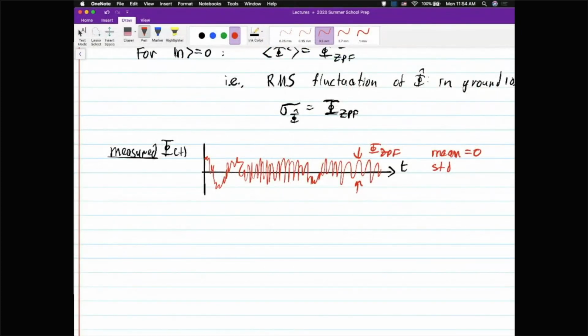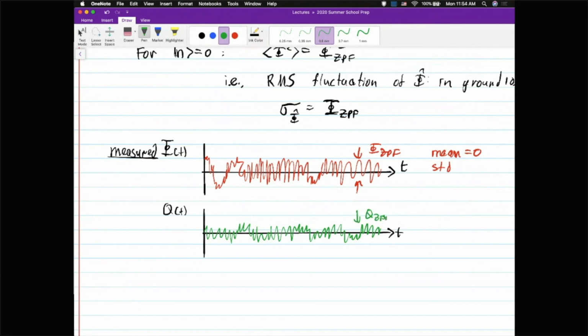This is the flux. Now, what about the charge? The charge does the exact same thing. So you have, again, a Q of t, which will look very similar. They will be independently measured, but you have, again, some sort of fluctuating signal. This is not supposed to be a regular signal. It's just difficult for me to draw a random signal which has fluctuations, again, that has QZPF, like that.